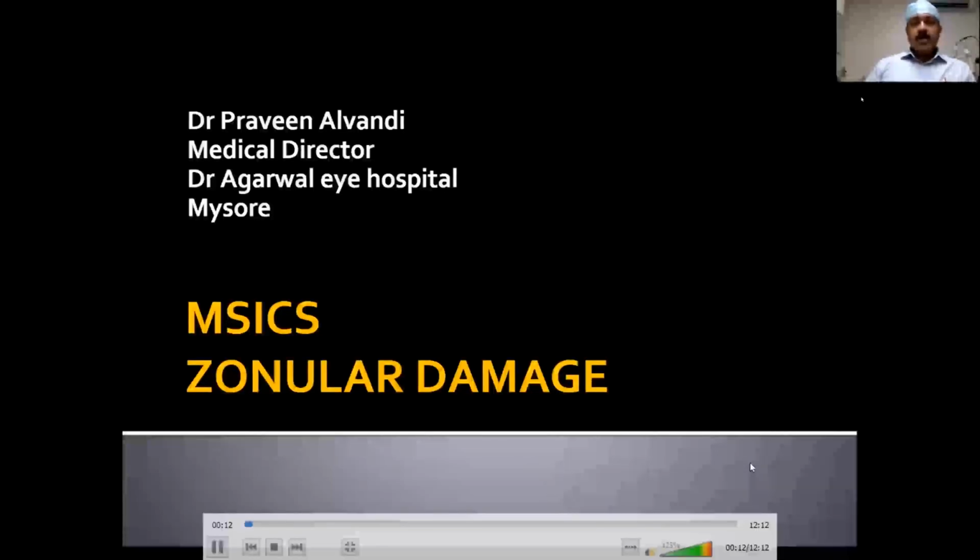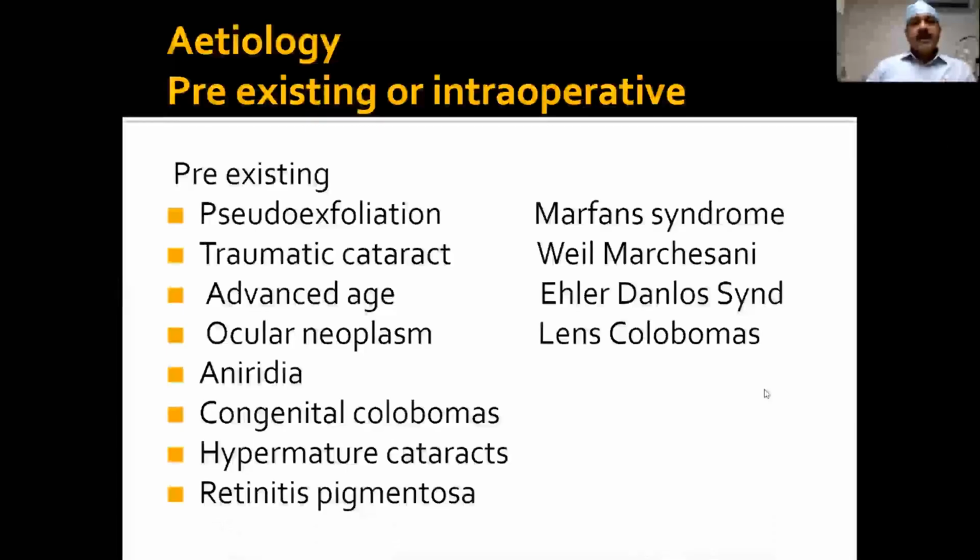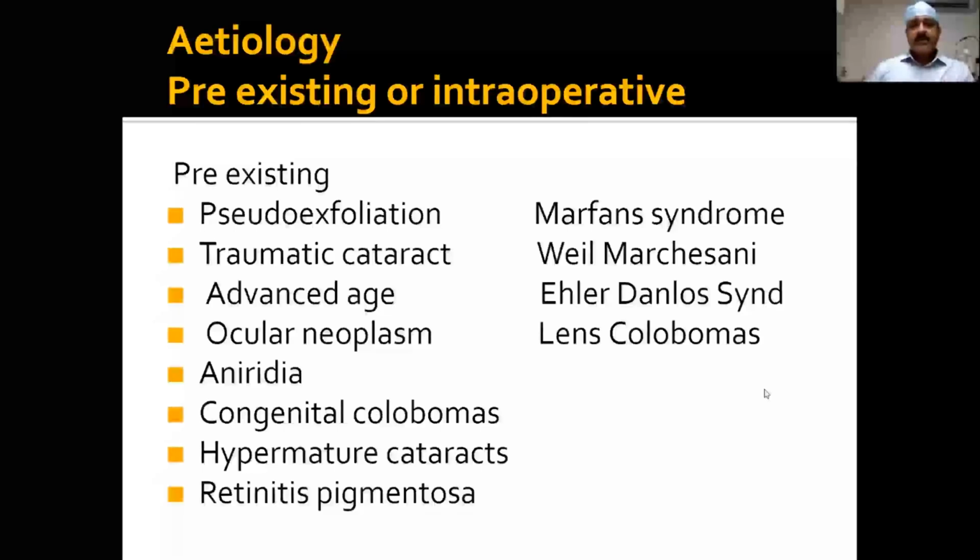The topic given to me is zonular damage during cataract surgery. Zonular damage happening during cataract surgery, or as a pre-existing condition, is any cataract surgeon's nightmare. We need to understand the condition, prepare ourselves preoperatively, and also equip ourselves with required skills and the necessary implants to be able to give successful outcomes in these cases.